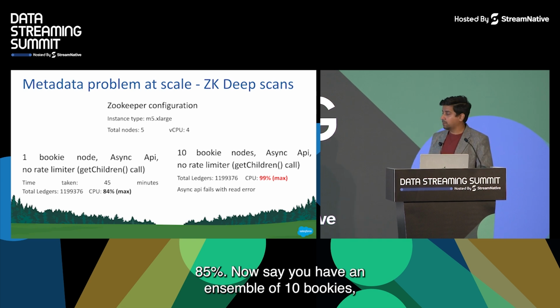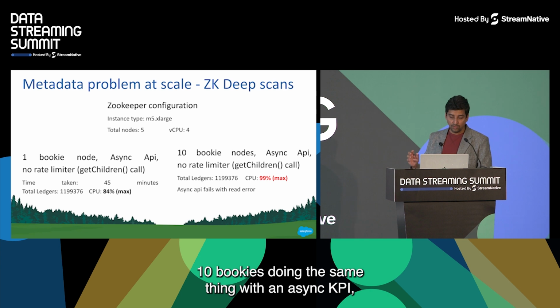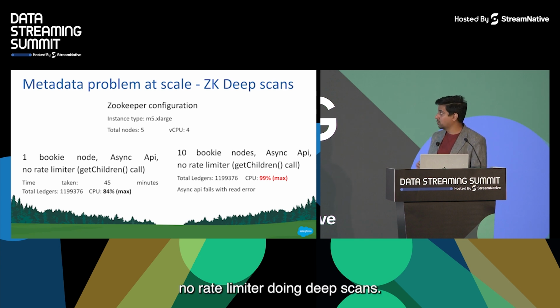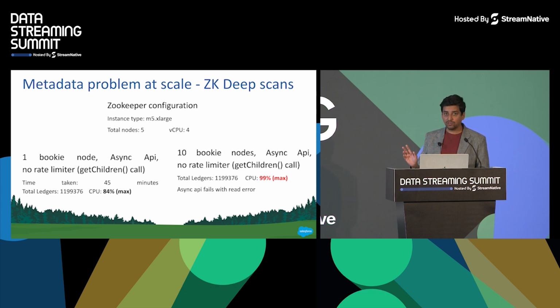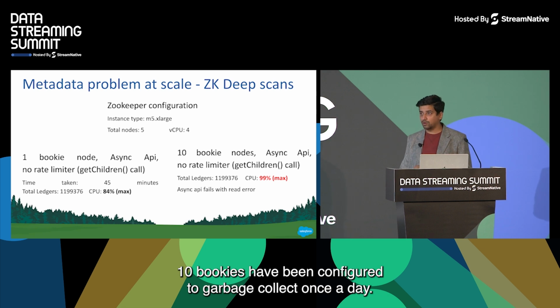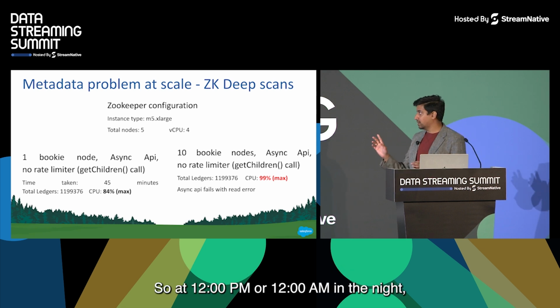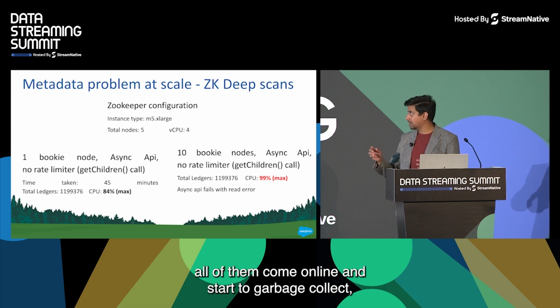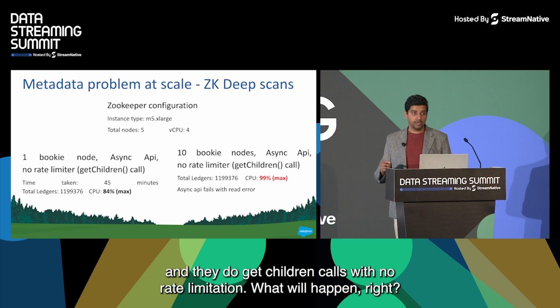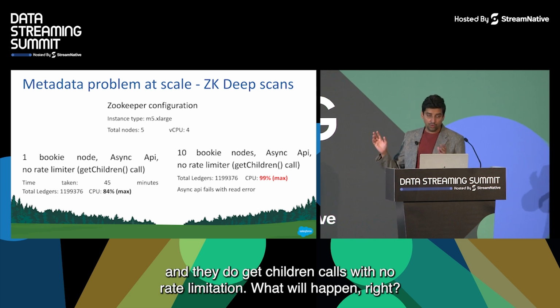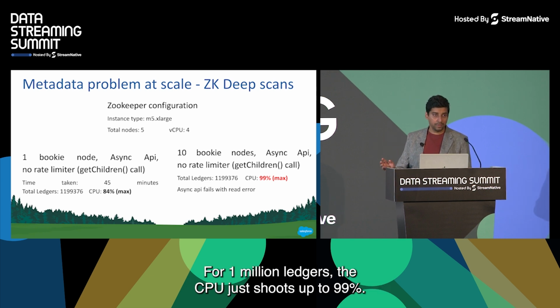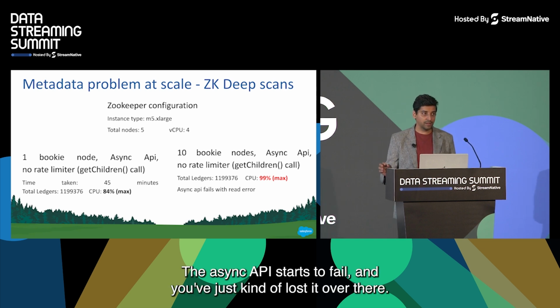Now, say you have an ensemble of 10 bookies doing the same thing with an async API, no rate limiter, doing deep scans, right? All 10 bookies have been configured to garbage collect once a day. So at like 12 a.m. in the night, all of them come online and start to garbage collect, and they do get children calls, right? With no rate limitation, what will happen? For 1 million ledgers, the CPU just shoots up to 99%, the async API starts to fail, and you've just kind of lost it over there.